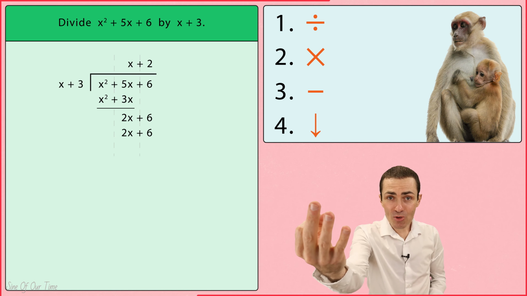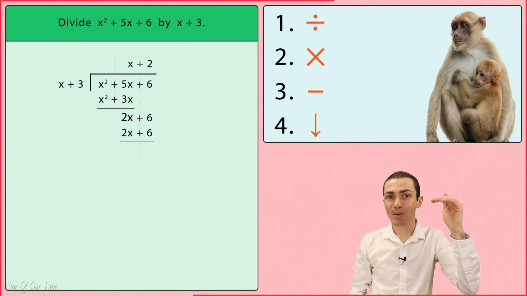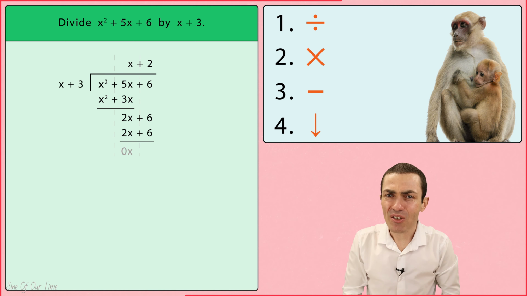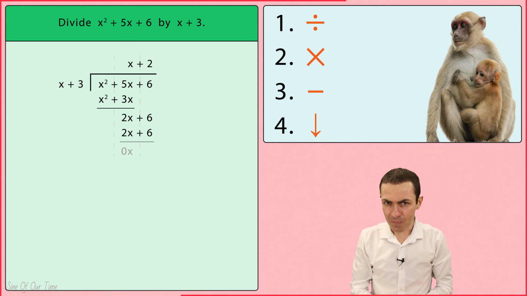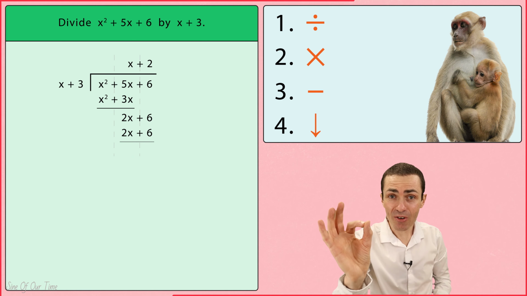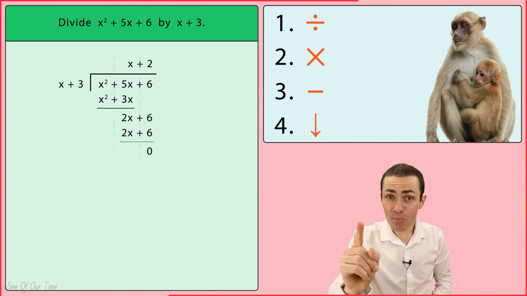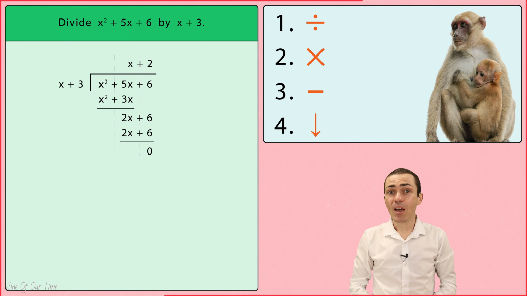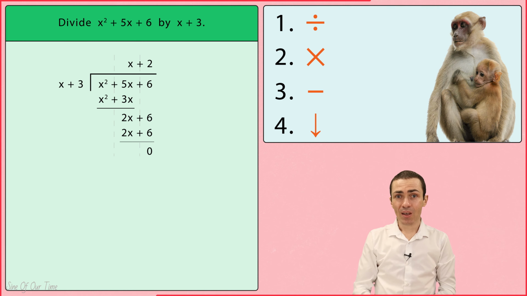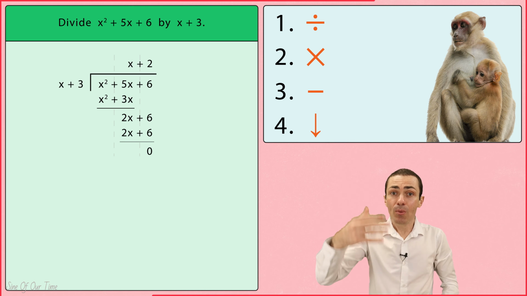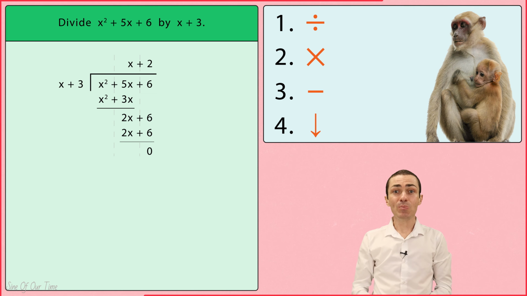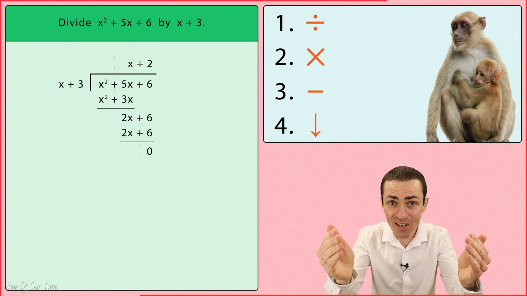Step 3, subtract. 2x subtract 2x gives us 0x, but it's not necessary to write 0x or 0. However, 6 subtract 6 gives us 0, but this time it is important that we write down that 0 because it represents the remainder of the division. Step 4, we need to bring down. However, there's nothing more to bring down, which means we have reached the end of our calculation.